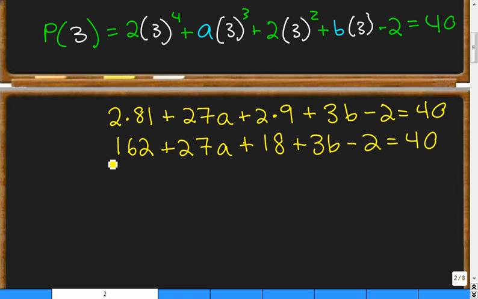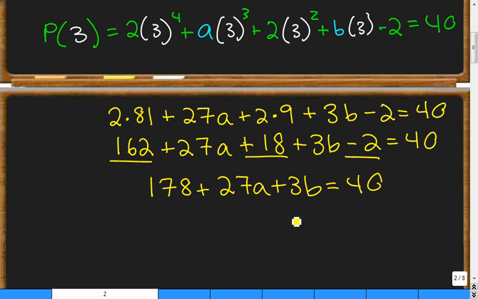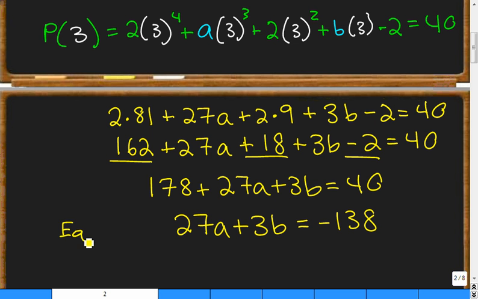So if we put all our extra numbers together, we should have 178 plus 27a plus 3b equals 40. And so we'll have 27a plus 3b equals 40 minus 178, which should be negative 138. So this is our equation 1, for our first part. We're going to come back and reference this later because we still need to plug in the rest of our numbers.